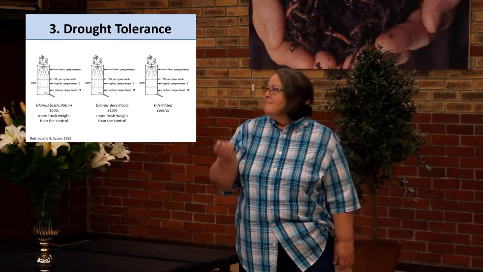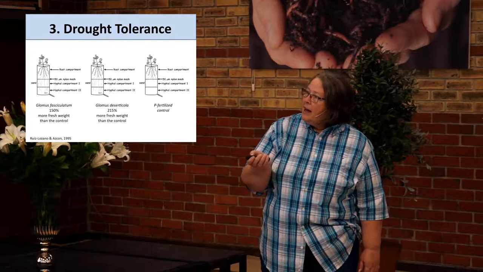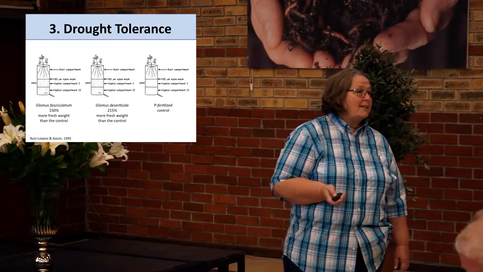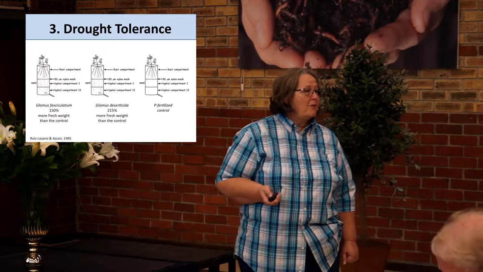More fresh weight for deserticola, 215% more fresh weight than the control. 150% more fresh weight than the control with the fasciculatum. That's water that they were carrying out. So they can actually absorb quite a bit of water.